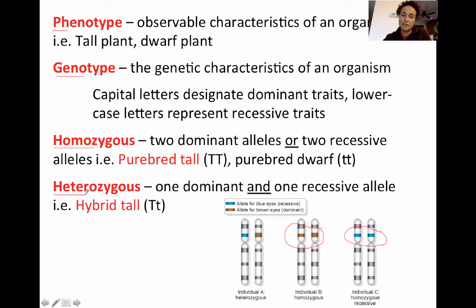Hetero means different. So when we're looking at something that's heterozygous, that means that it's going to have one dominant allele and one recessive allele. So as we look here, we've got one blue eye allele and one brown eye allele there.